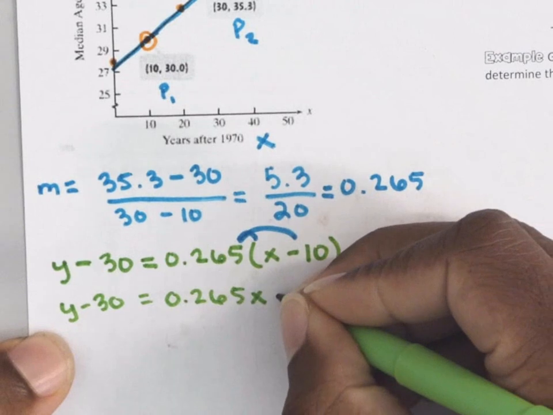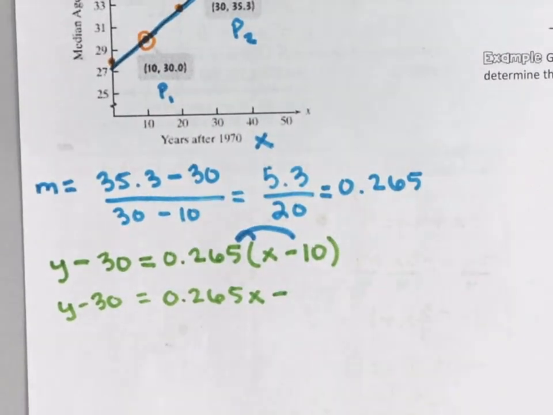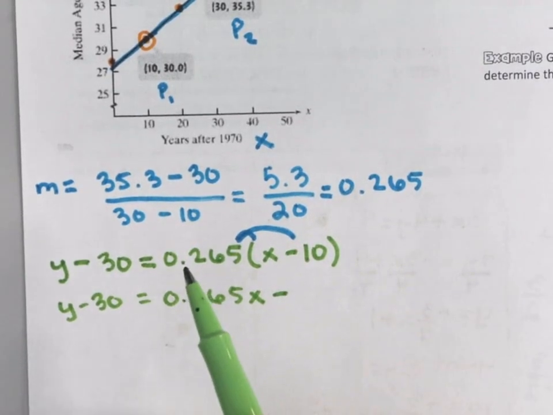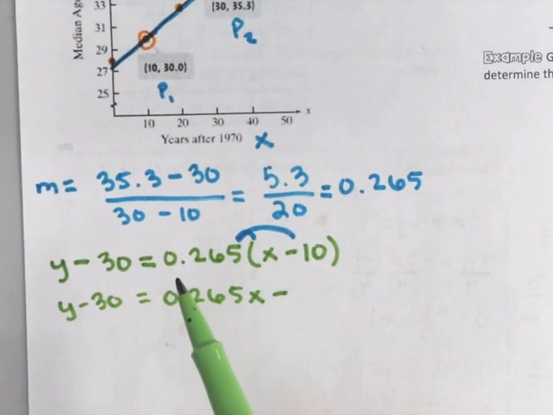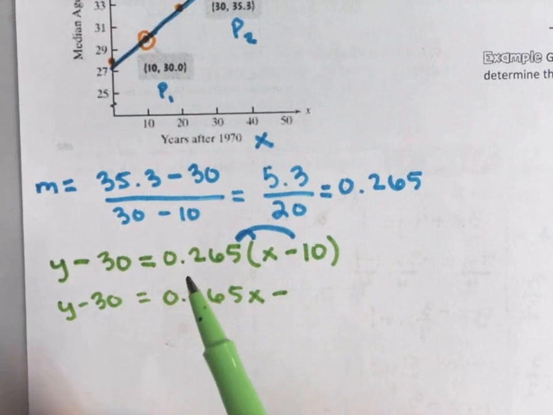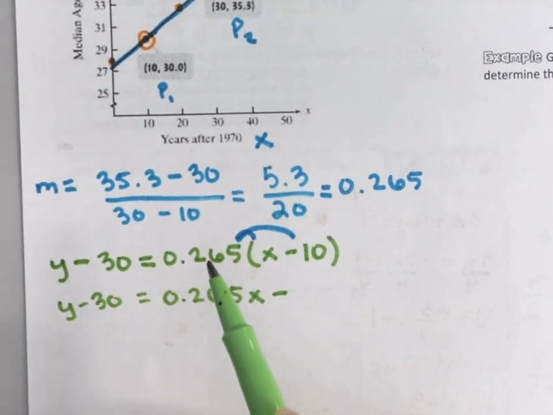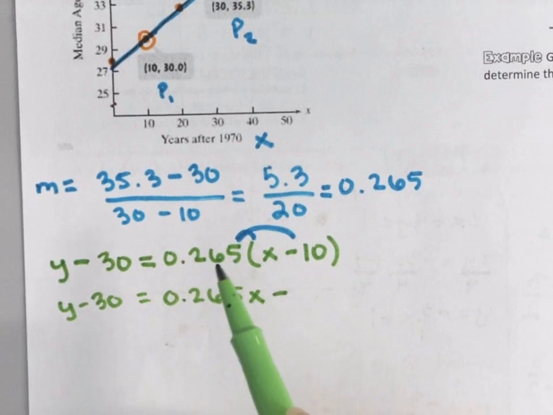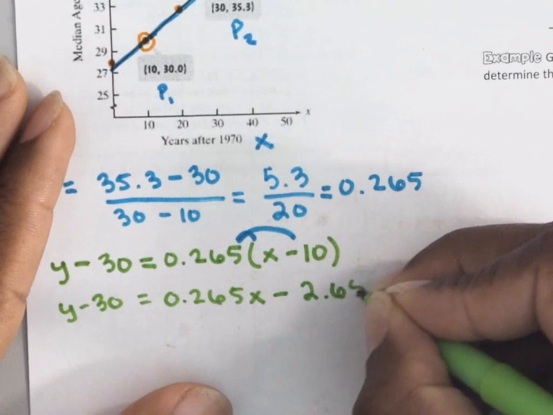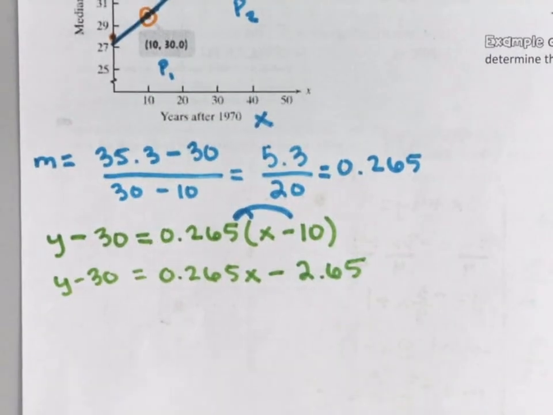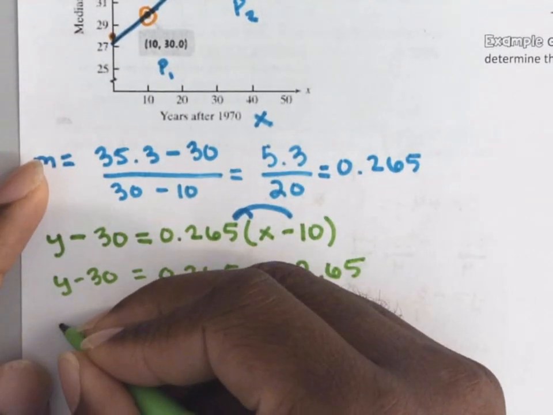Anybody mental math? 26.5. How many zeros do we have? 1. Close. So how many? 2. Yeah, just one spot. We just moved the decimal one spot to the right. Think, if it was times 1, it would be itself. If it was times 10, 1 spot. Times 100, 2 spots. So we just moved the decimal 1 spot. So 2.65. Then I add what to both sides? 30.